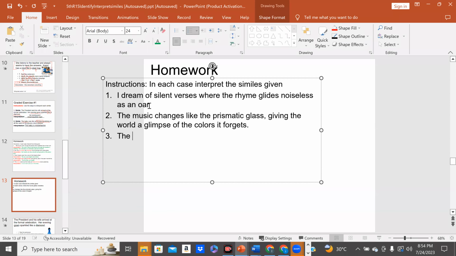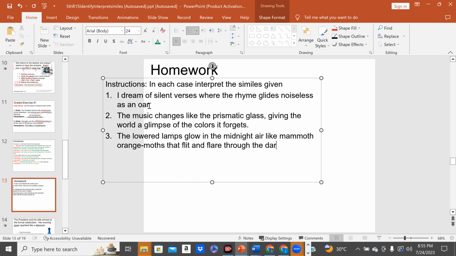Number 3, the lowered lamps glow in the midnight air like mammoth orange moths that flit and flare through the dark tapestry of the night.